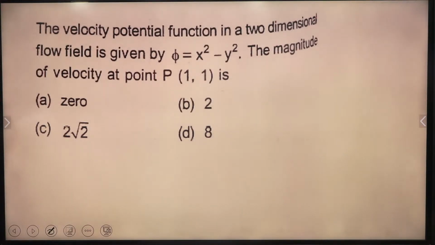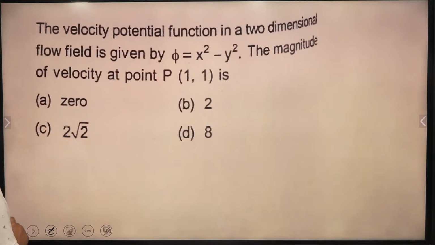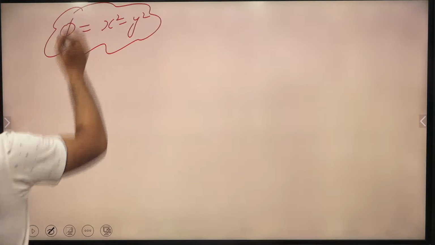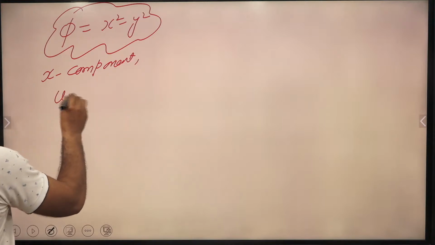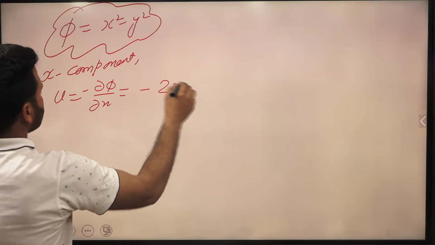Here's the next question. Velocity potential function in a two-dimensional flow field is given by this one. So the magnitude of velocity at this point is. Okay, so this velocity potential function is given to us. What is its value? So x square minus y square. So the x component, if we write here, that is u equals minus curly phi upon curly x. So it is coming to be what? Minus 2x. Is it okay?